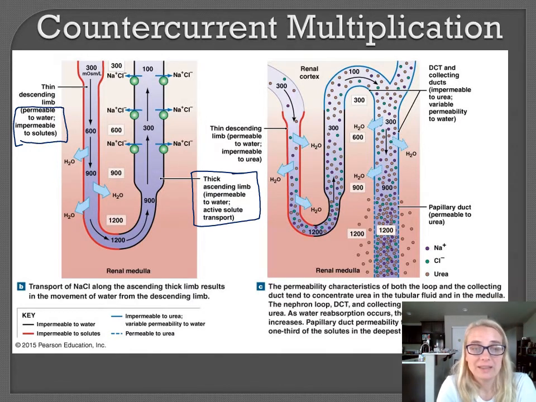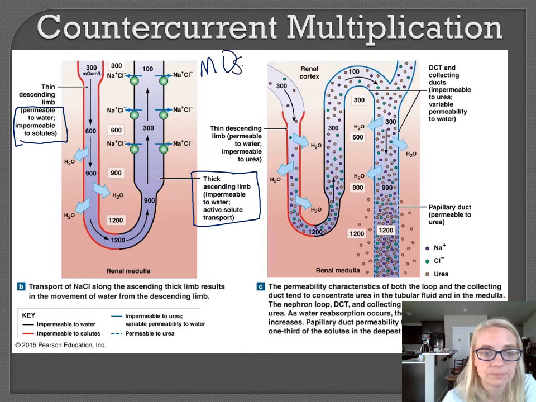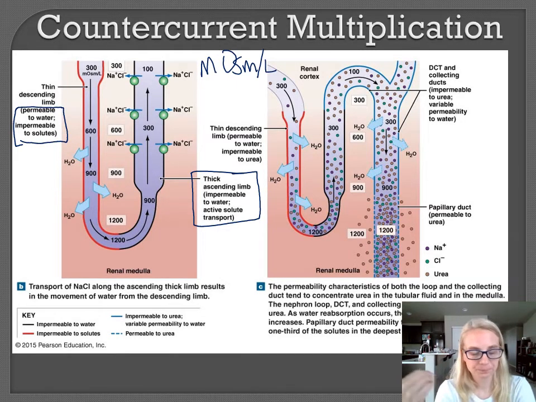So to begin this, we have to understand some of these numbers. The milliosmoles per liter. This is just a unit of concentration. So it's osmolarity, the osmotic concentration of things that are dissolved in the watery environment. It's just a unit of concentration if you want to think of it that way.